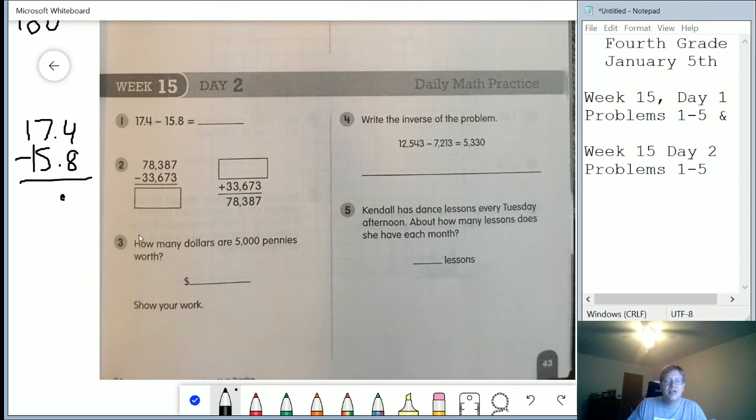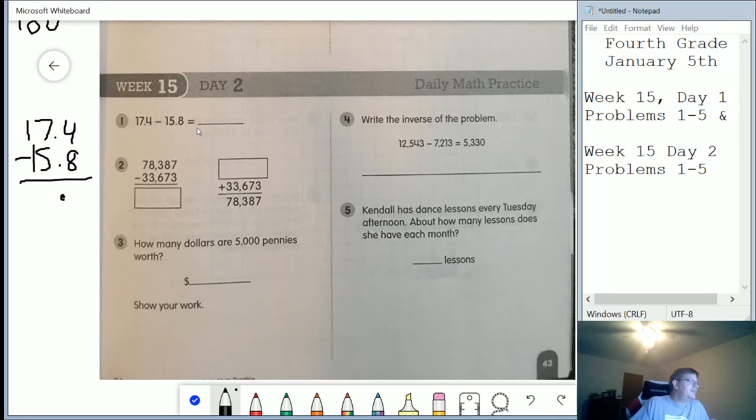Okay. Number 3, how many dollars are 5,000 pennies worth? So think about how many pennies there are in a dollar. If you go ahead and do that, there's a trick that we can do. We can take away the number of zeros at the end of this particular number because we would be dividing to do that. So we would be doing the number of pennies we have divided by the number of pennies in a dollar. And we can go ahead and take away some zeros to find the answer to that.